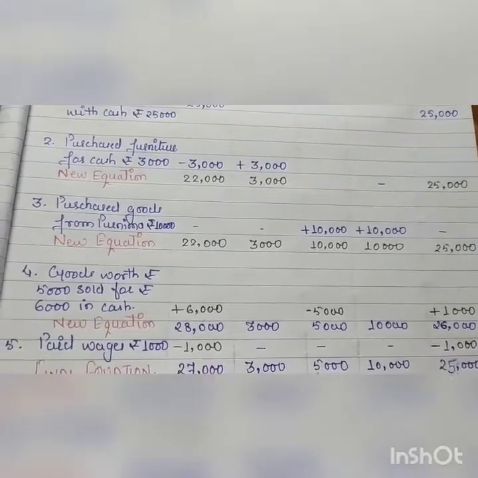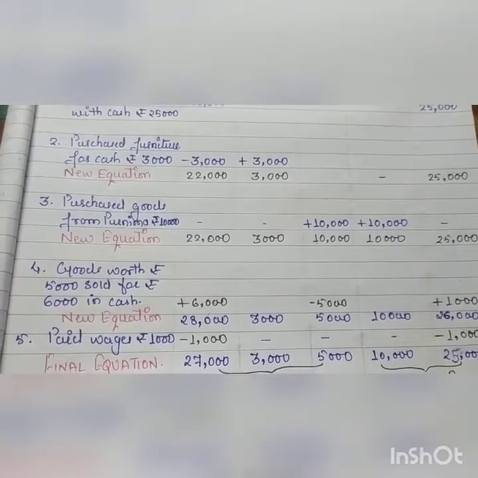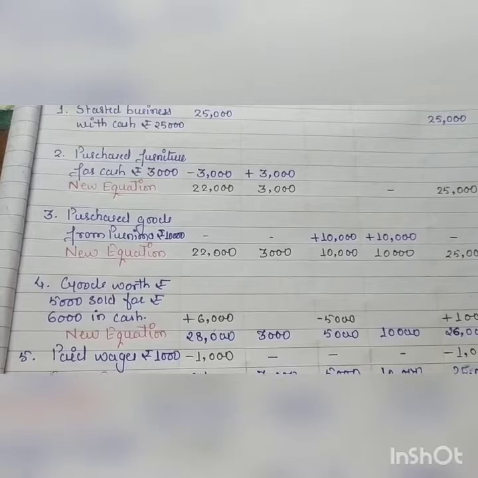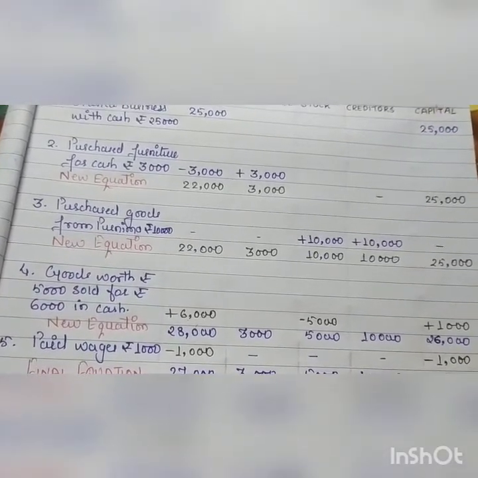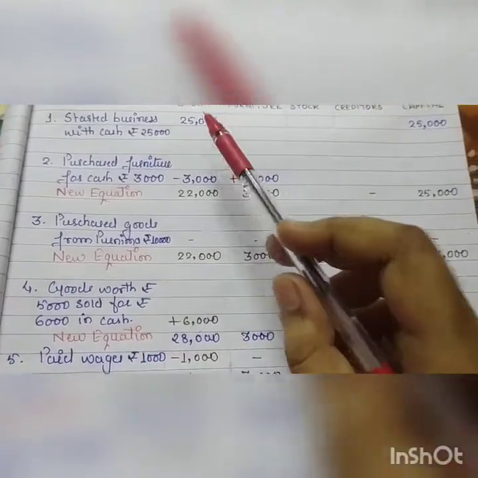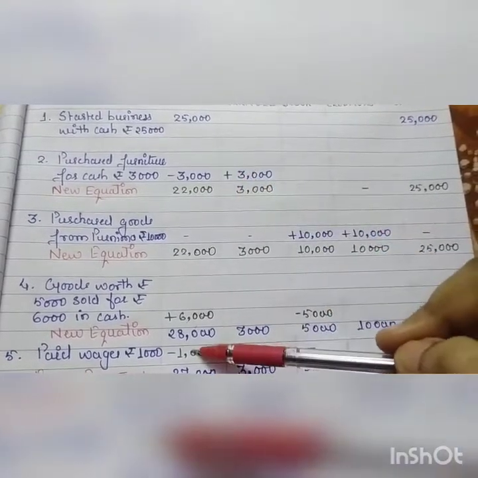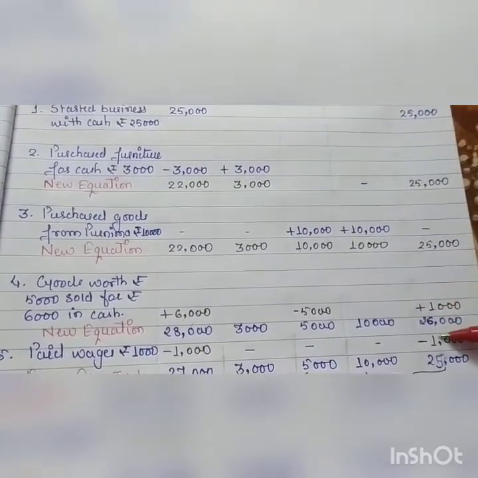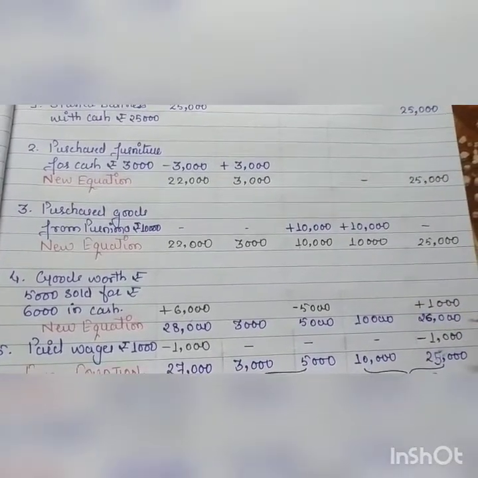Alright. Now see last transaction, paid wages rupees 1,000. Wages you are giving to laborers related to business. These are expenses. These are general expenses which we are paying from the business money. Okay, so you are paying it. Your cash will be decreased by rupees 1,000. At the same time, because business money is going out, these are expenses. You will decrease your capital by the same amount. So 1,000 from cash, 1,000 from capital.